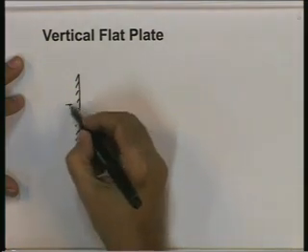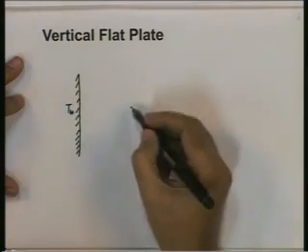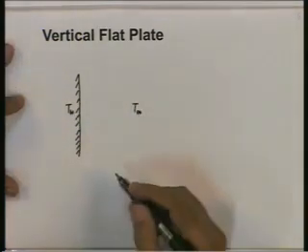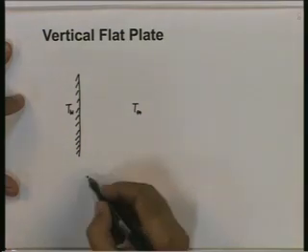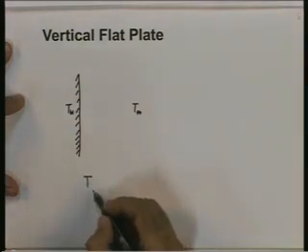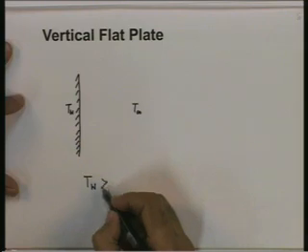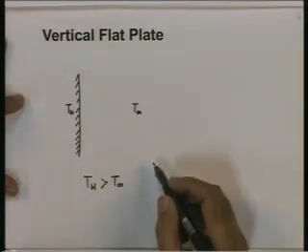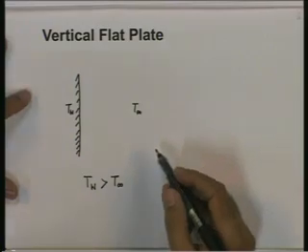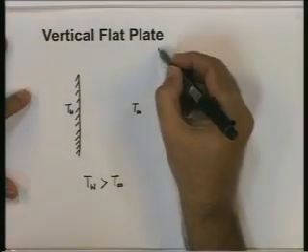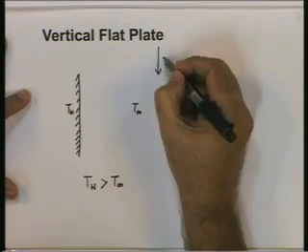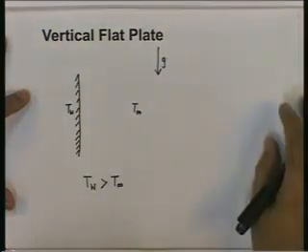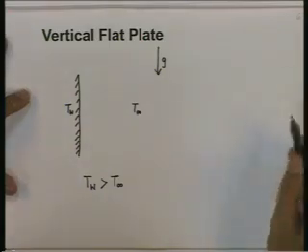Let us say it is at some temperature Tw and is exposed to some fluid at T infinity. Let us, for the sake of illustration, assume that the wall temperature is higher than the fluid temperature. The wall is warmer or hotter than the fluid. Let us also assume that the gravity is acting downwards. That is our default assumption in any case.